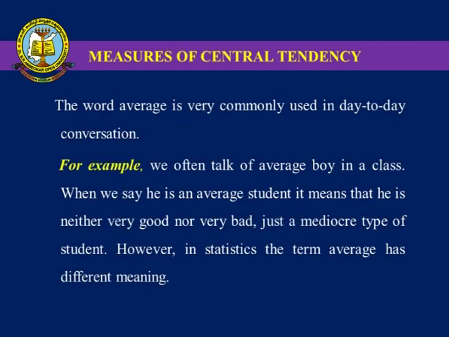The word average is very commonly used in day-to-day conversation. For example, we often talk about an average boy in a class, an average girl in a class. When we say that he is an average student, it means he is neither very good nor very bad, just a mediocre type of student. However, in statistics, the term average has a different meaning. Using this single value, we can conclude anything.